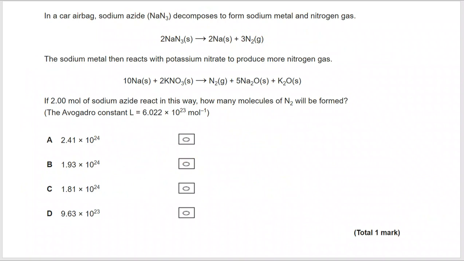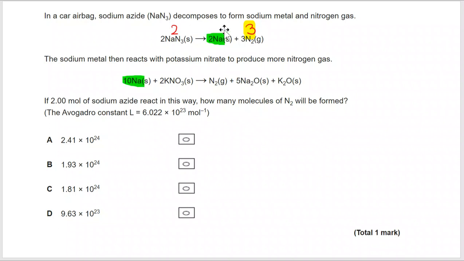And so this is quite a fiddly one. There's a lot of information to take on board. Sodium azide decomposes to make sodium metal and nitrogen gas, but the sodium then goes on to react with potassium nitrate to make more nitrogen gas. We need to know how many moles of nitrogen we will make from 2 moles of NaN3. Well, to start with, it's really simple. 2 moles makes 3 moles in the first equation. Starting with 2 moles, I've got 3 moles of N2.